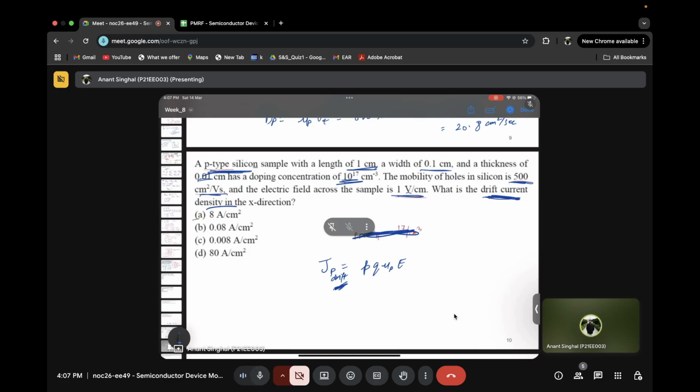Still no answer. This is very easy actually. So p is nothing but Na, which is 10 to the 17. q is the charge, 1.6 times 10 to the minus 19. Mu p is given as 500. E is given as 1. So this is 1.6 times 5, which is 8 ampere per centimeter square. So option A is the correct answer. Any doubt in this?